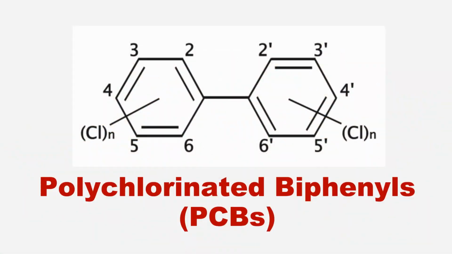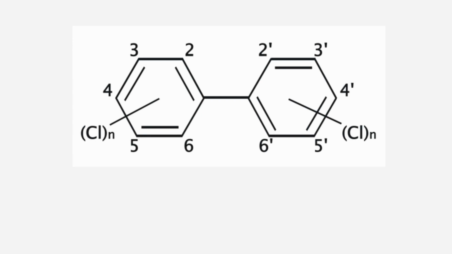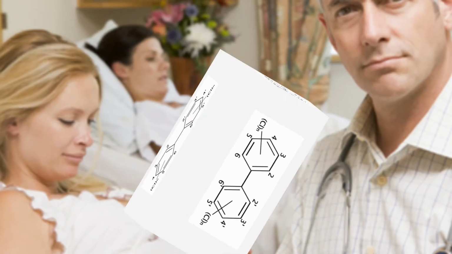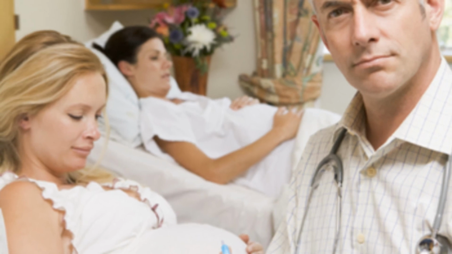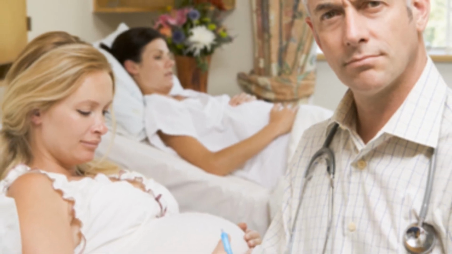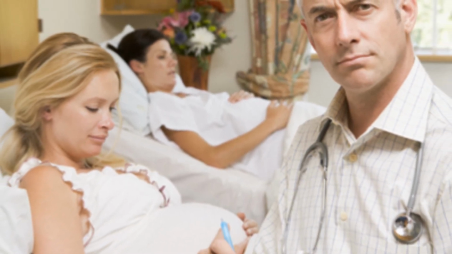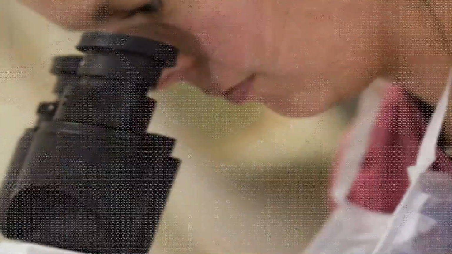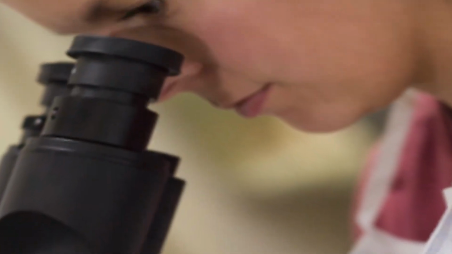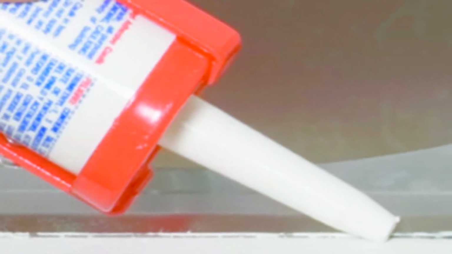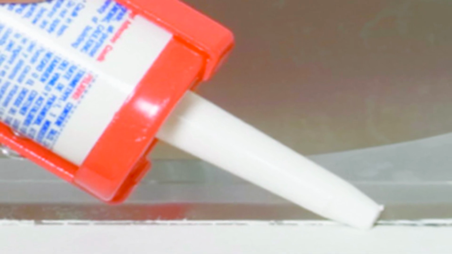PCBs. PCBs are man-made toxic chemicals that persist in the environment and bioaccumulate in animals and humans. Exposure to PCBs can affect the immune system, reproductive system, nervous system, and endocrine system. In humans, PCBs are potentially cancer-causing. Caulk containing high levels of PCBs has been found in many schools and other buildings built or remodeled before 1978.